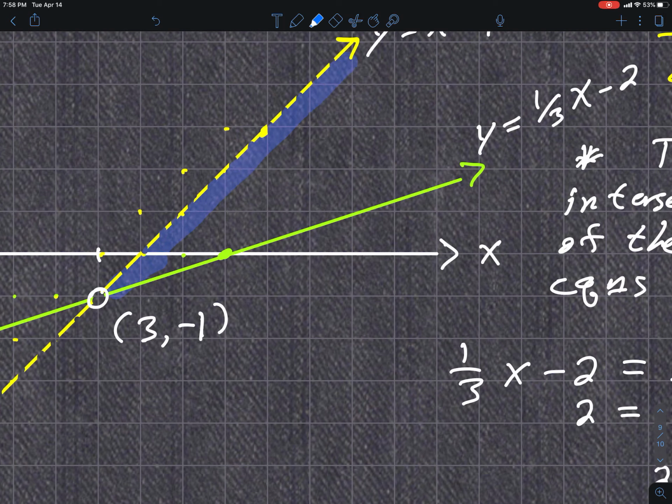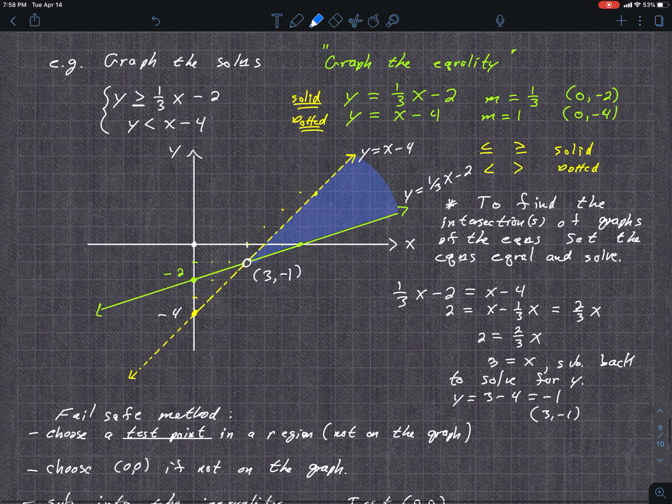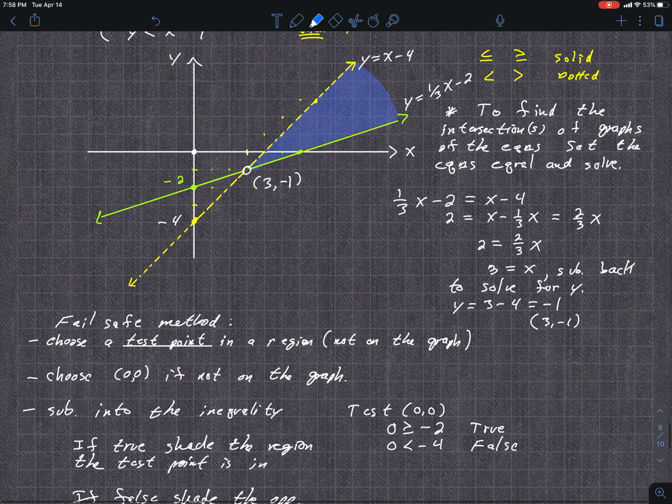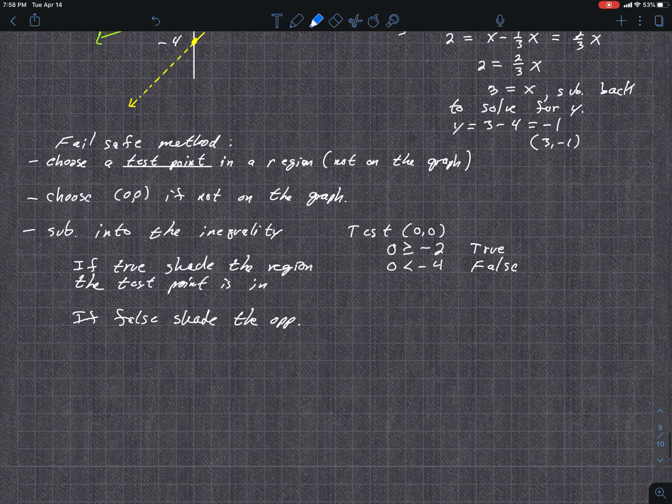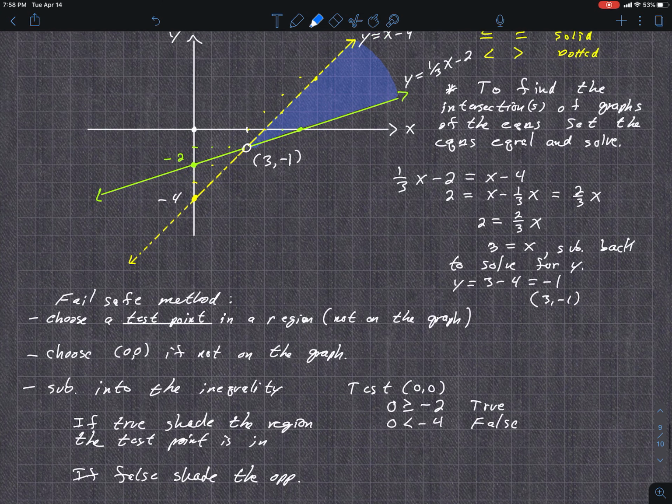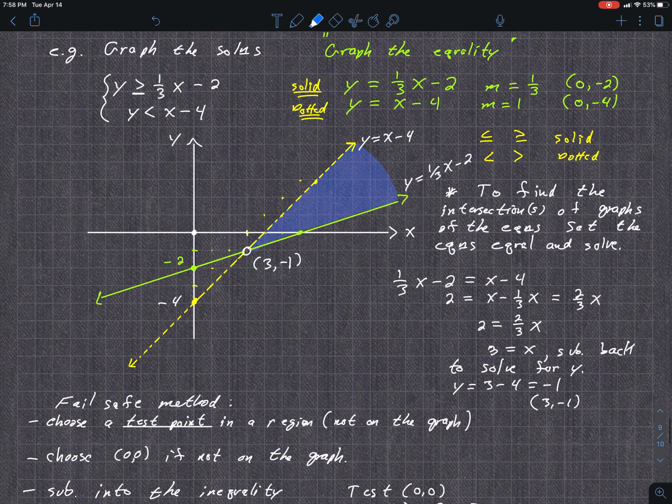Let's use blue, I guess. And you get this region. Okay, so check that out. Make sure that makes sense. Okay, so this is the region we're shading. Okay, so all those points in the middle, not including the top one, but including the bottom graph, satisfy the system. Okay, so that's the method.